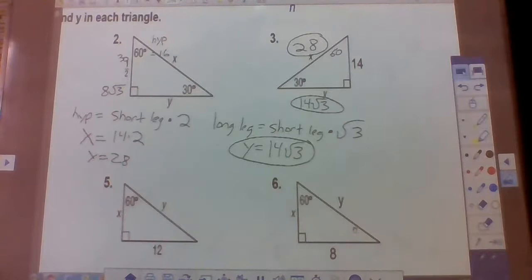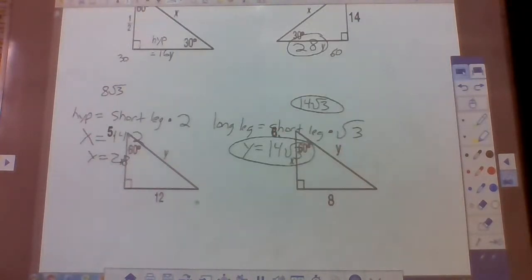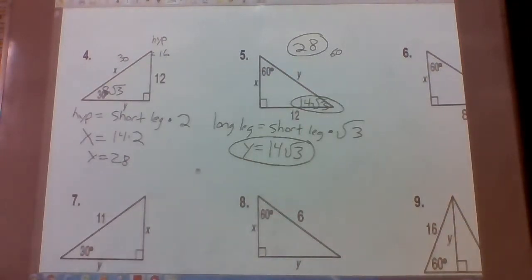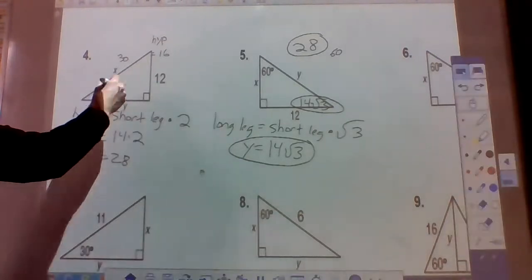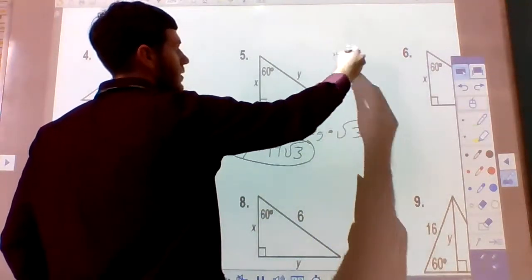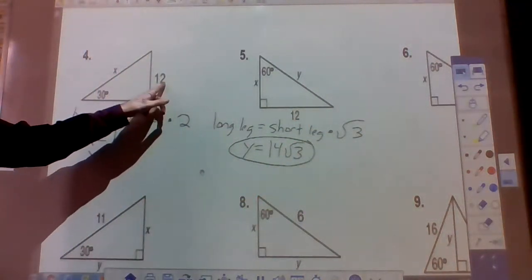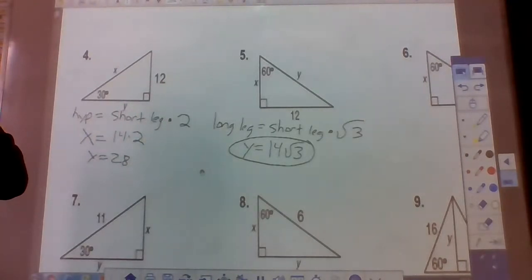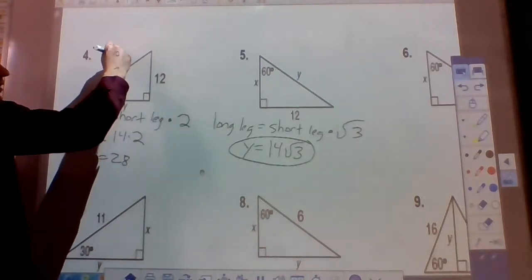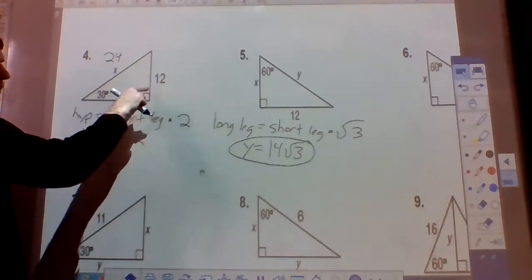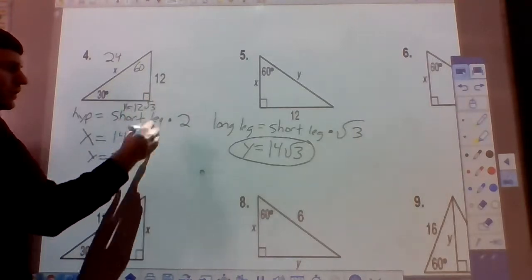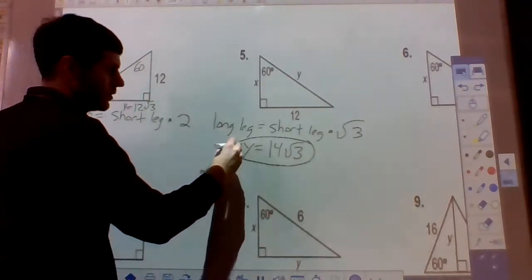Number 4. Again, number 4, we don't even need to really write the formulas out if we don't want to. If you need to, that's perfectly fine. But here's our short leg, 12. The hypotenuse is twice the length of the short leg, so this should be 24. And then this is the long leg, so the short leg times the square root of 3. Let's check the math and make sure we get that right.